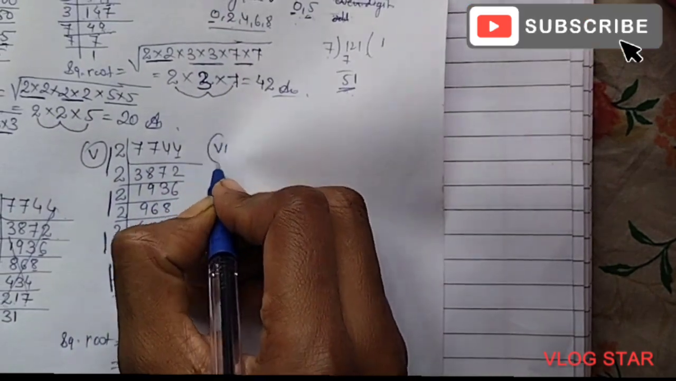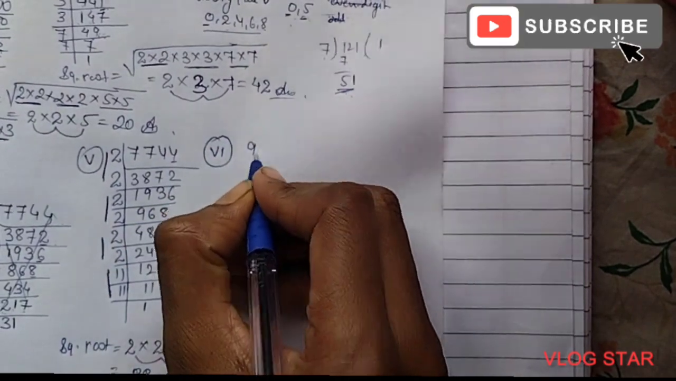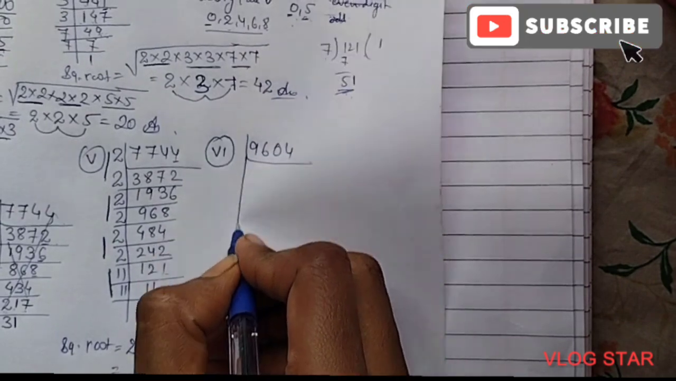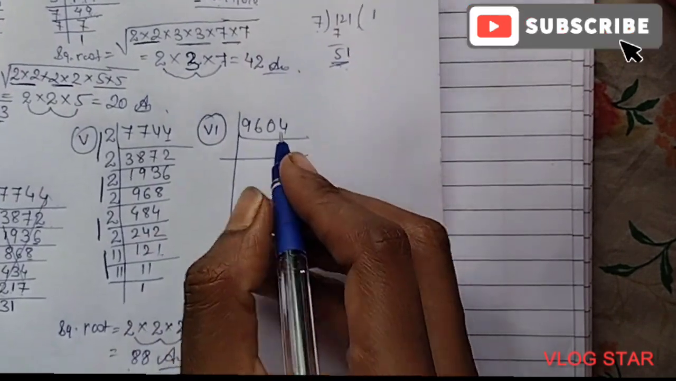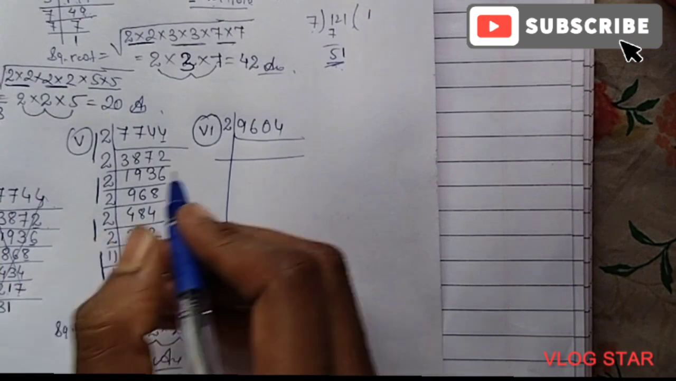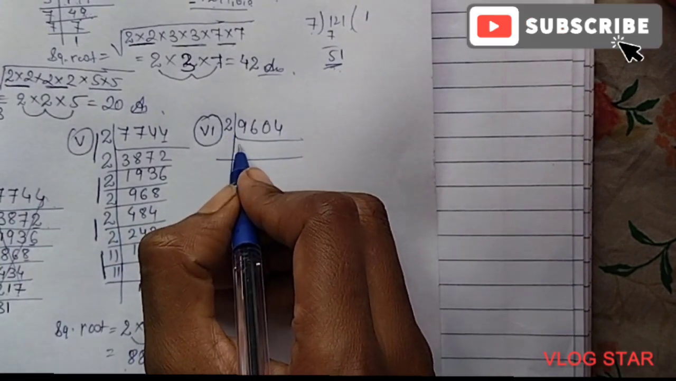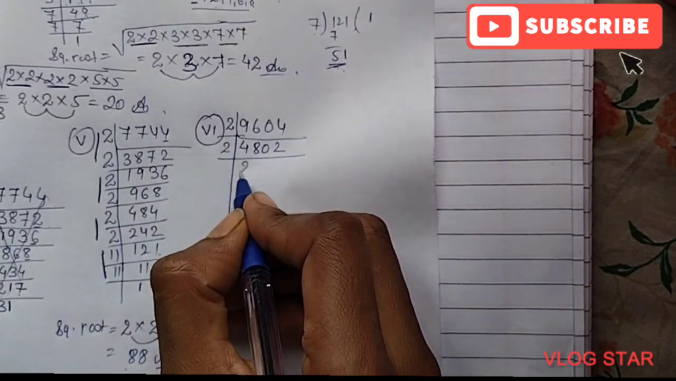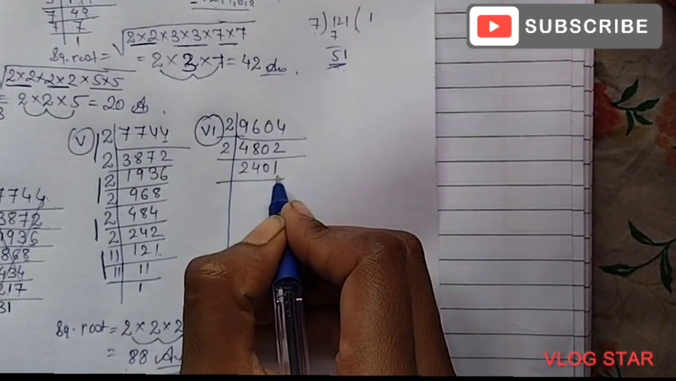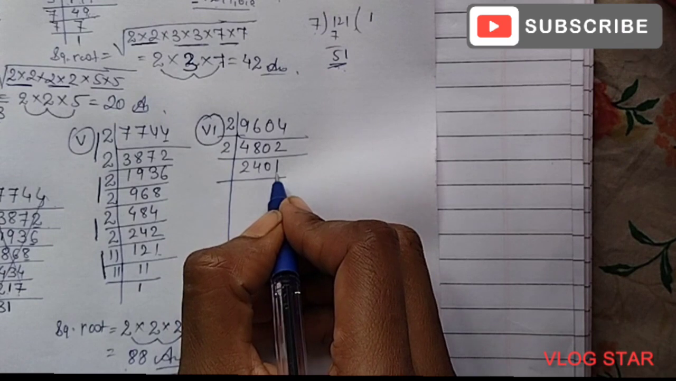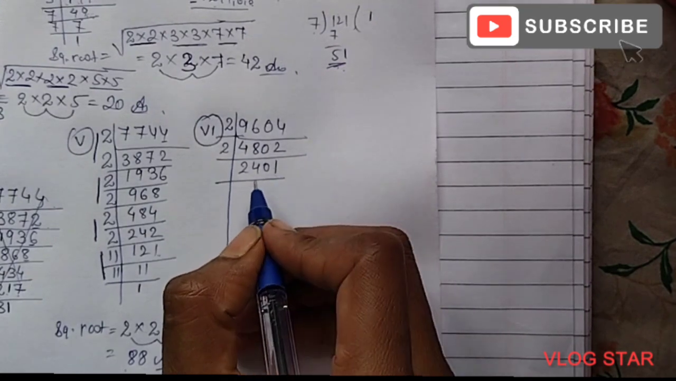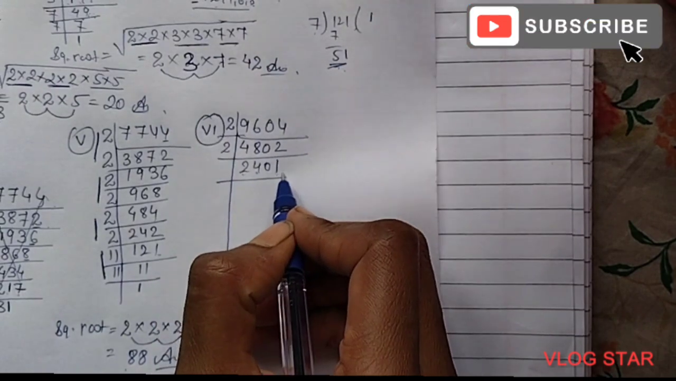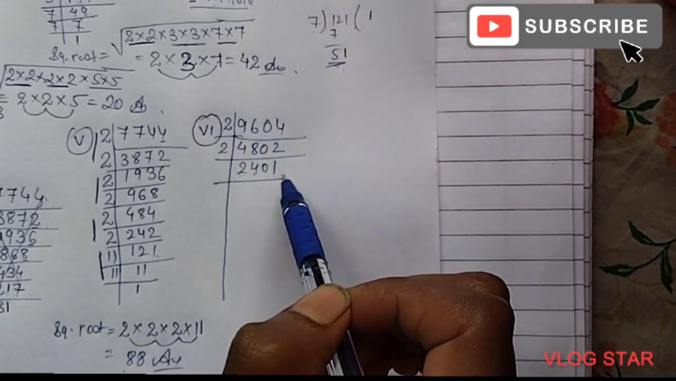Next we will do the same with question number 6. The question is 9604. So as you can see, this number is ending with 4, so we will divide it by 2. Okay, so 4802, again by 2, 2401. Now this number is ending with 1, so this number will not be divided by 2. Now the sum of this number is 4, 2 is 6, or 1 is 7. So 3 is not dividing 7.